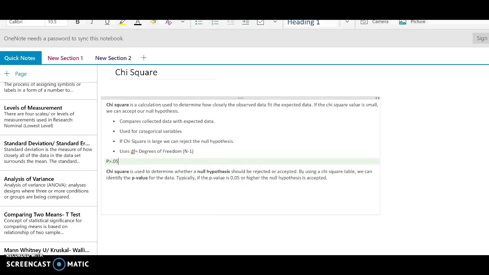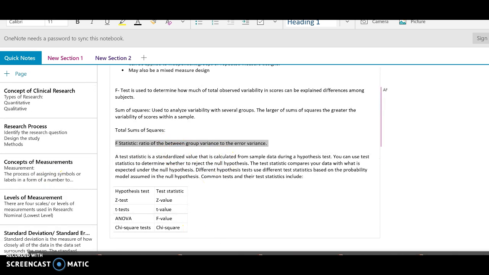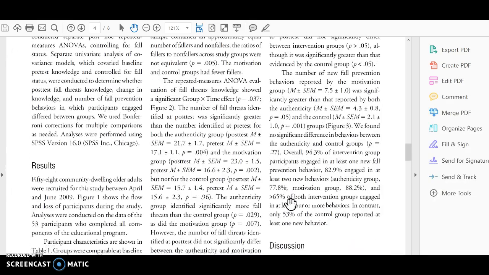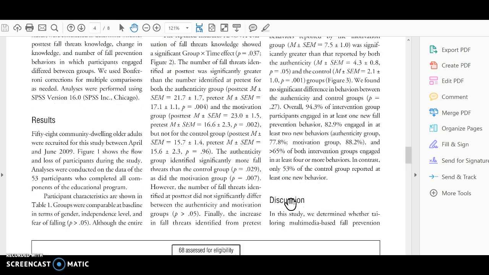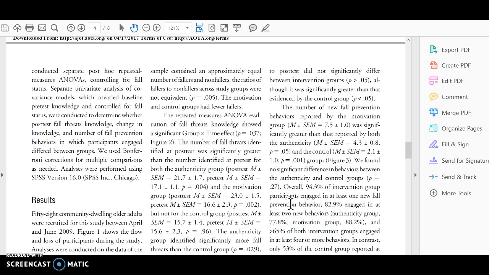What I would like to point out, something that I didn't talk about earlier, was for ANOVAs. In the article, you will see F statistics or F ratios used to report anything that was in regards to an ANOVA. Okay?